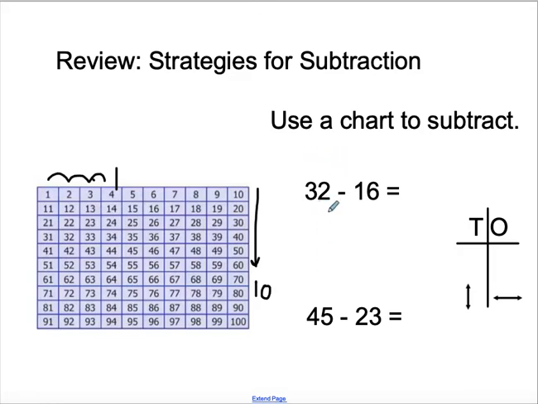So here we have 32 take away 16. I'm going to take my 16 and put it in a place value chart. And the first way I'm going to use a hundreds chart to subtract is to count backwards. So when I look at my number chart, it tells me if I'm going to be going up or down and how many times, or left and right, how many times. So now because I'm counting backwards, I'm going to be going up. So we're going to start at 32.